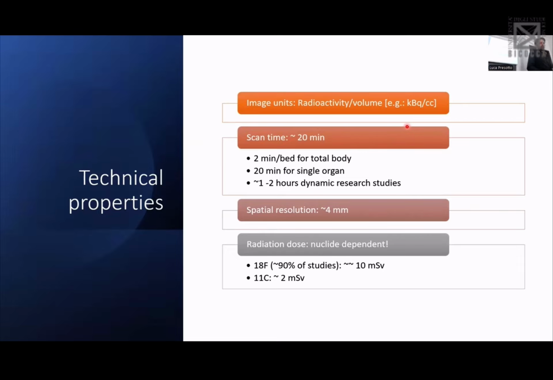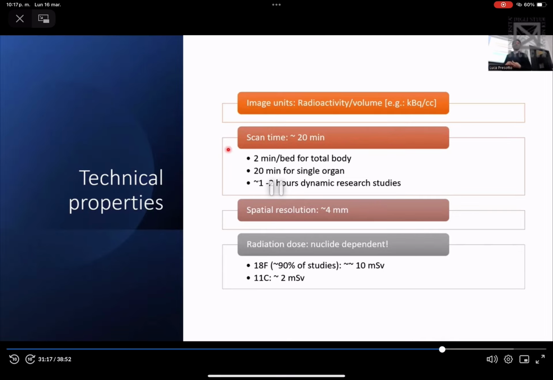So let's go to some properties. What do we get in these images? We get a map of concentration, a quantitative one, so it's like a CT, there's a unit of measure, but this unit of measure is how much tracer is there for every unit of volume, cc or whatever. So maybe the interpretation is not straightforward, I'll come back to that. The scan time is around 20 minutes.